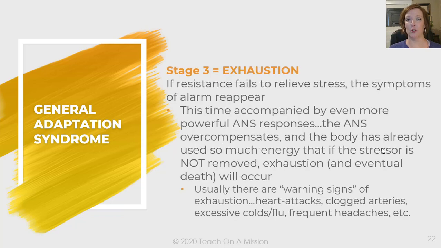Stage 3 is exhaustion. If resistance fails to relieve stress, the symptoms of alarm can reappear. This time it's accompanied by even more powerful autonomic nervous system response. The ANS overcompensates, and the body has already used up so much energy that if the stressor is not removed, exhaustion and basically eventually death will occur. There are usually some warning signs of exhaustion. We're talking heart attacks, clogged arteries, excessive colds, flus, frequent headaches.